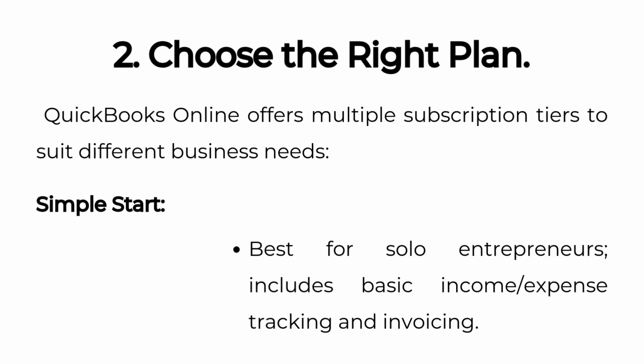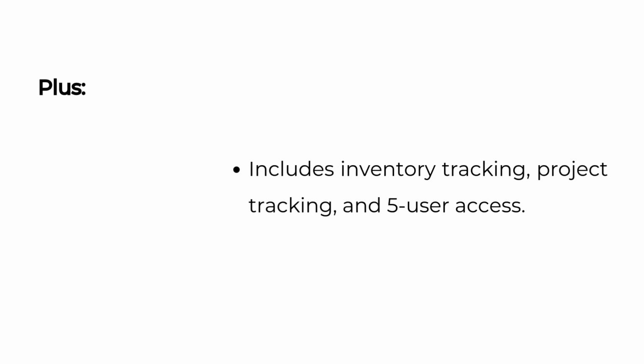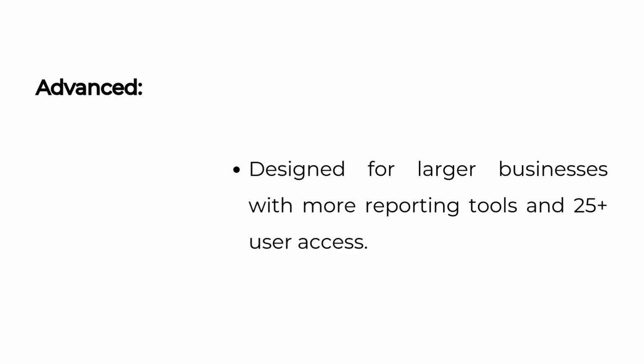Choose the right plan. QuickBooks Online offers multiple subscription tiers to suit different business needs. Simple Start, best for solo entrepreneurs, includes basic income and expense tracking and invoicing. Essentials adds bill management and multi-user access, up to 3 users. Plus includes inventory tracking, project tracking, and 5-user access. Advanced, designed for larger businesses, has more reporting tools and 25+ user access.